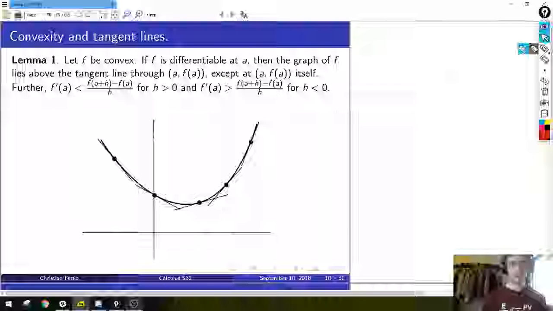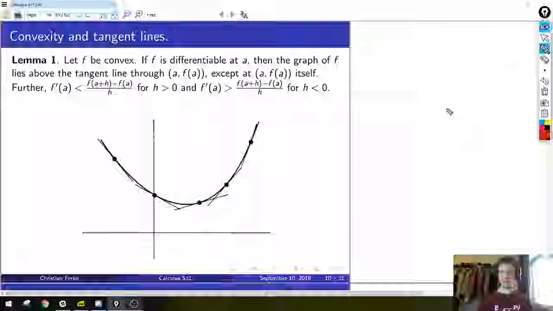Okay, so the proofs are a bit hard, so we'll need a lemma, actually two, a lemma going in either direction. So here's the first lemma. We're going to assume f is convex. So again, that means convex down or concave up, so it opens up. And we claim that if f is differentiable at a point a, then the graph of f lies above the tangent line through a, f of a.